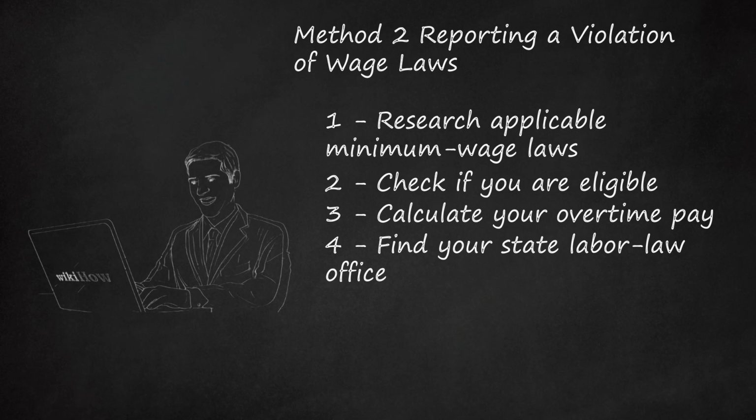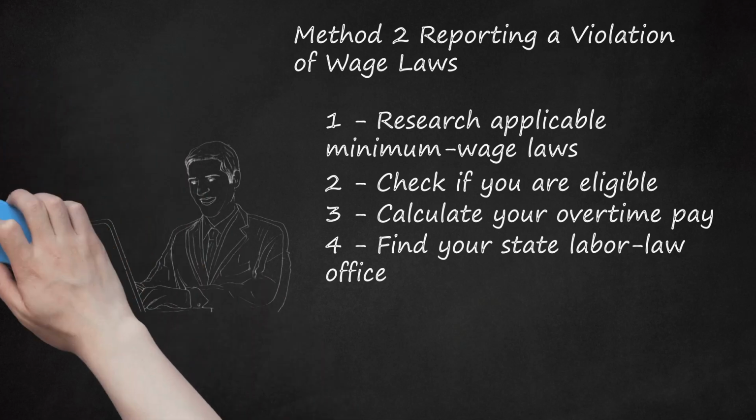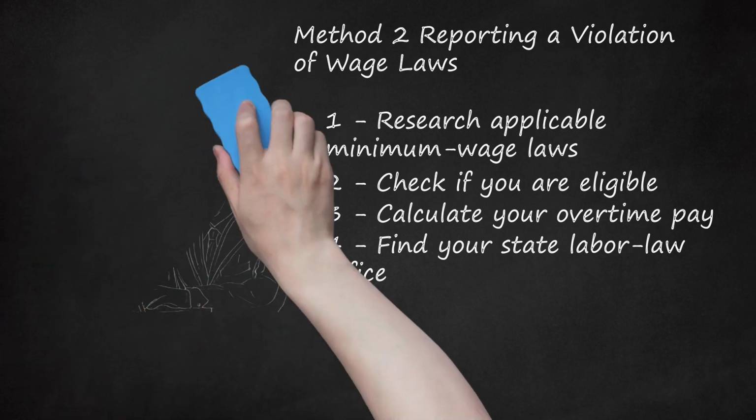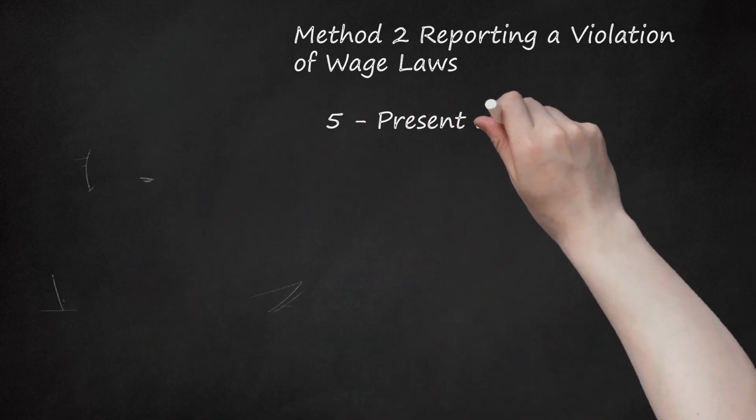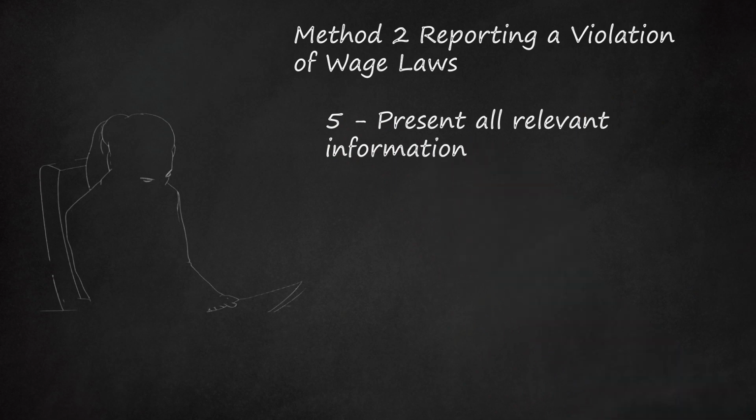If you live in a state that does not have its own labor agency, you may file a complaint with the U.S. Department of Labor's Wage and Hour Division. You can file a complaint by visiting your local office or by calling the toll-free helpline at 1-866-487-9243.